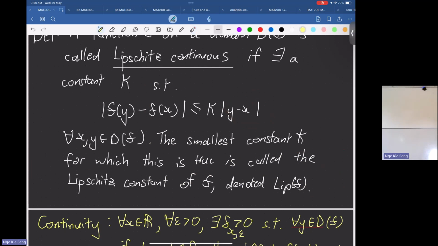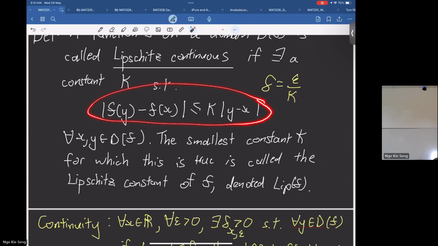So, just now the delta you picked, epsilon over k, does it depend on x or not? Why not? Obviously, you didn't put x there, but why? When we check this inequality, how do we check it? This inequality is true for all x and y.